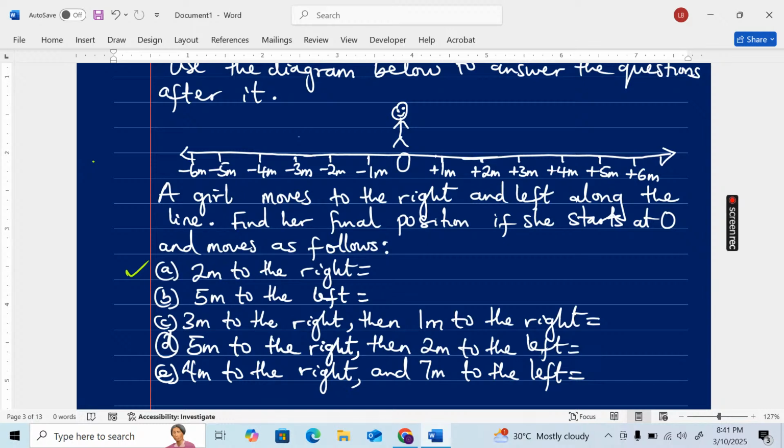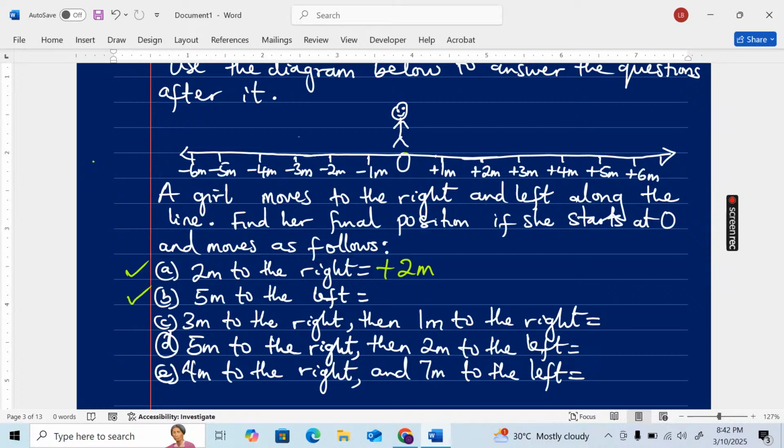If she moves to the right, starting from 0, 1, 2. That's 2 meters. The answer is plus 2 meters. All right, so that's the answer. So go ahead and write plus 2 meters.